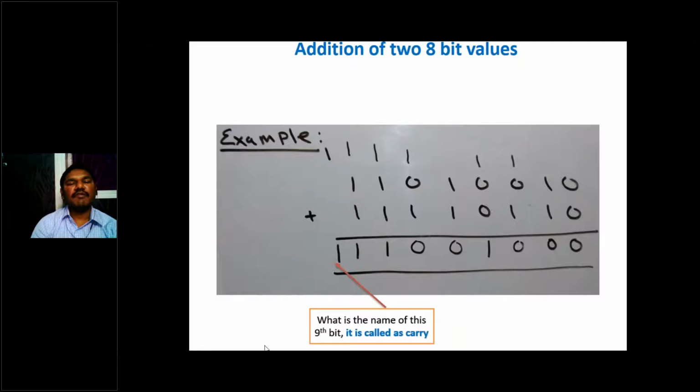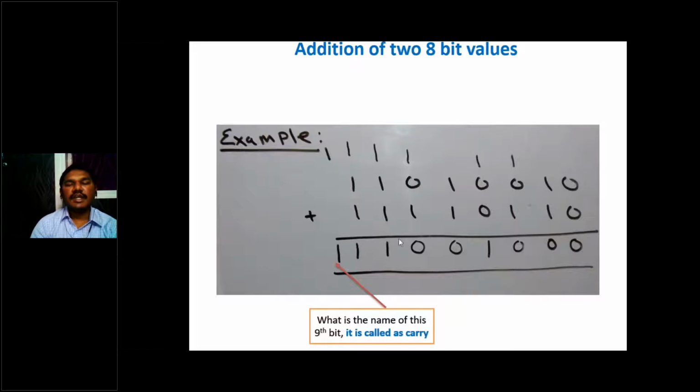Suppose, see here, I am giving one example. These are the two input values, 11010010 and 11110101. These are 8-bit values. When I am adding, it is always generating a carry. See, 1 plus 1 gives sum 0 and carry 1. Like that, if you add, at the end we have three ones. When we have three ones, the sum is 1 and the carry is also 1. If you have doubt, you can go through the full adder. Then the final value is called the carry.